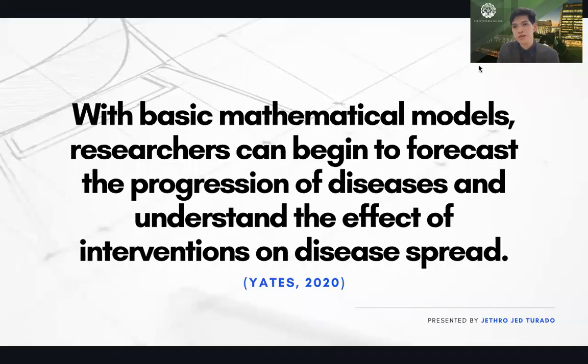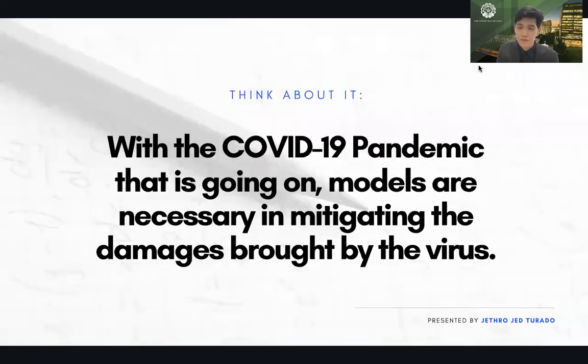So before we move on to the in-depth discussions of mathematical modeling, we must first understand that with basic mathematical models, researchers can begin to forecast the progression of diseases and understand the effect of interventions on disease spread by Yates 2020. So think about it. With the COVID-19 pandemic that is going on, models are necessary in mitigating the damages brought by the virus. So in this situation that we are now in, its necessity is really high.